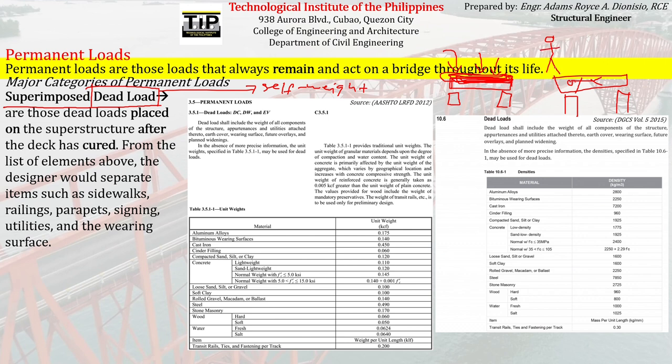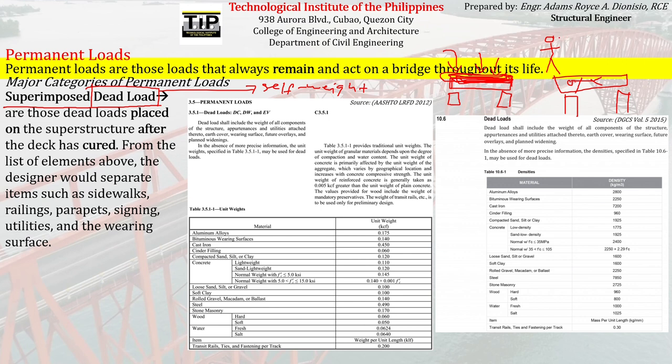So meaning, lahat ng tao or live load in general, superimpose. Kumbaga, matik na yon, matik na superimpose, matik na ipinatong lang natin yung mga live load sa deck natin. Kaya hindi natin nilalagyan ng superimpose na word yung live load. Live load na lang. Kasi matik naman, superimpose naman talaga, pinatong lang naman talaga yun. Di ba? Okay. So, 'yun yung mga superimposed dead load na sinasabi natin. Dead loads na pinatong lang dun sa deck after the deck has cured.